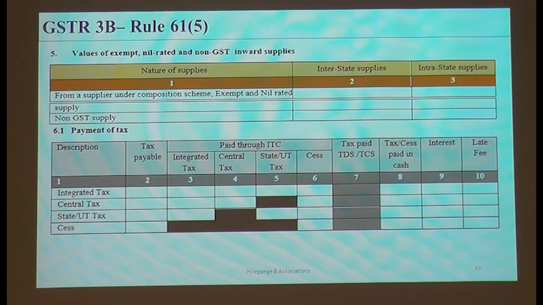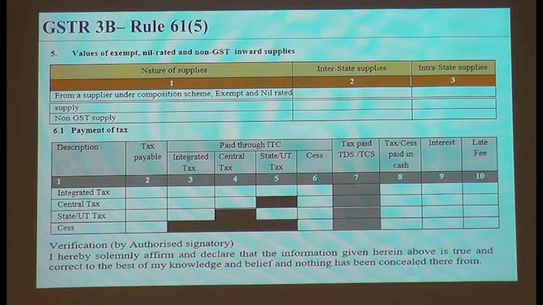These are the details you have to give in GSTR 3B, which you are going to file by 20th of this month. So be ready for preparing the data. And last is payment of taxes. Now I have identified what is my output tax liability. Now I need to see how much I am paying through ITC and how much I am paying through cash, and is there any interest or late fee.